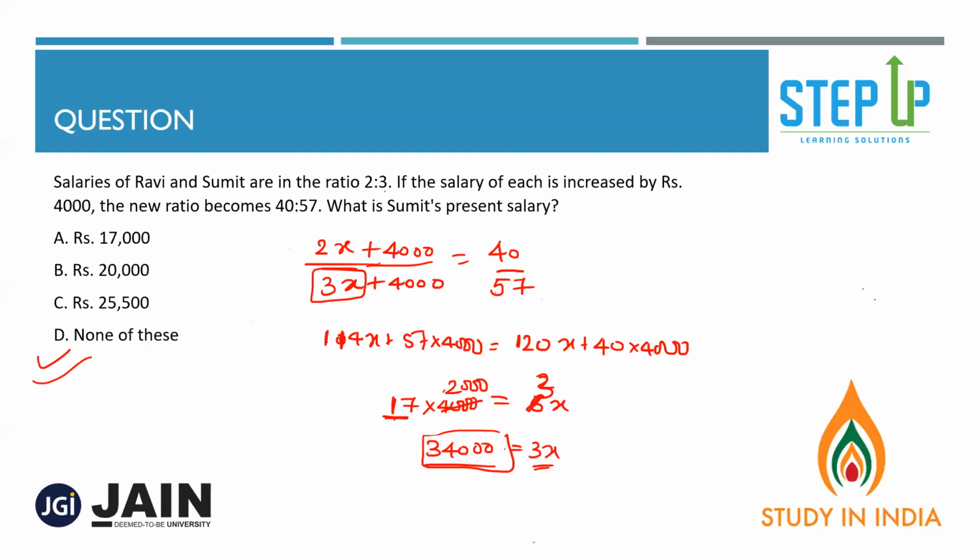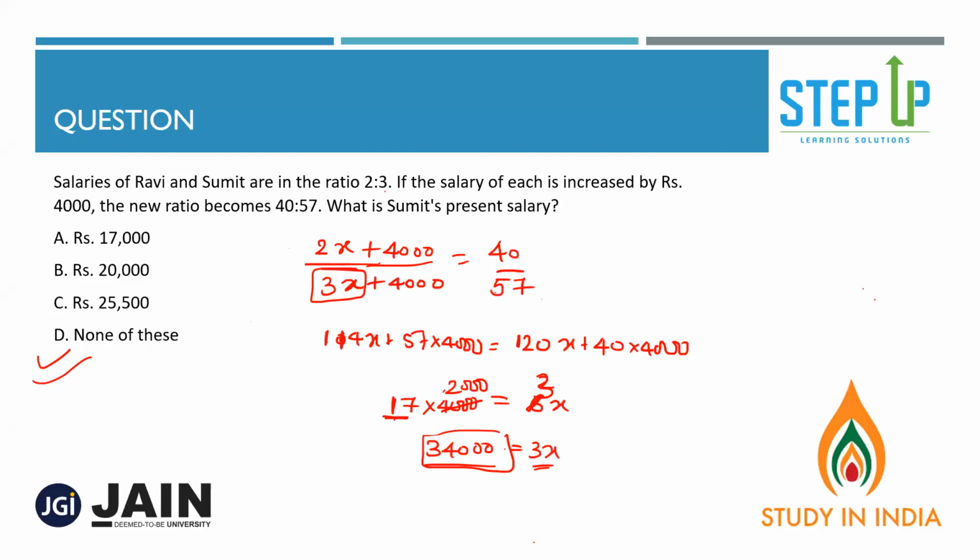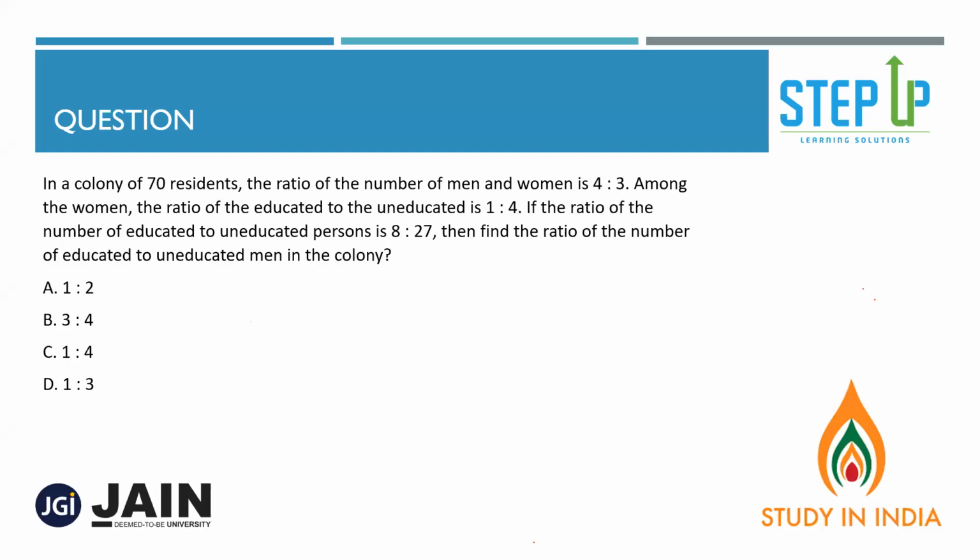38,000 present. How are you getting 38,000? 34,000. Okay, 38. You added. Okay, fine. But they are asking present salary. Okay, 38,000. Fine. 34,000 plus 4,000. Present salary was the question. Okay, thank you.